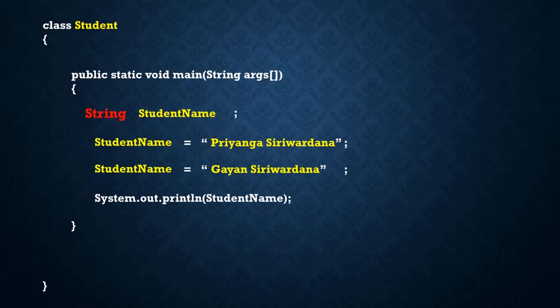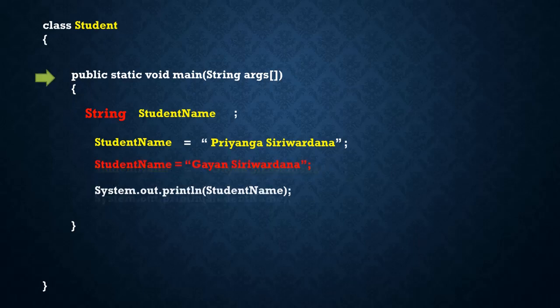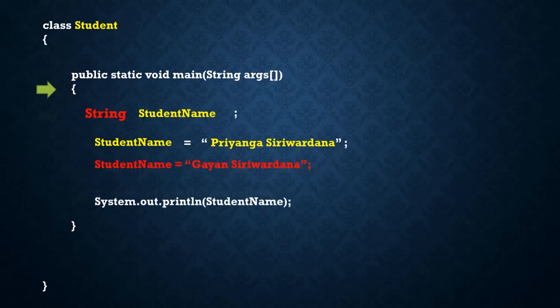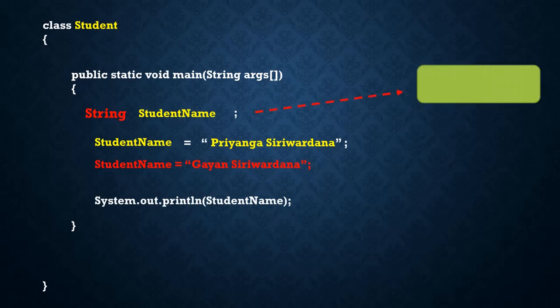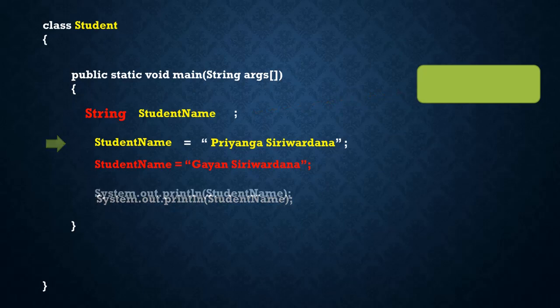Again I put student name equal Gayan Sirivardhana. And then I execute line by line. And then here I am creating a memory space. You can see. And I execute the next line. Initialize the value as Priyanga Sirivardhana. And that goes to this variable space.